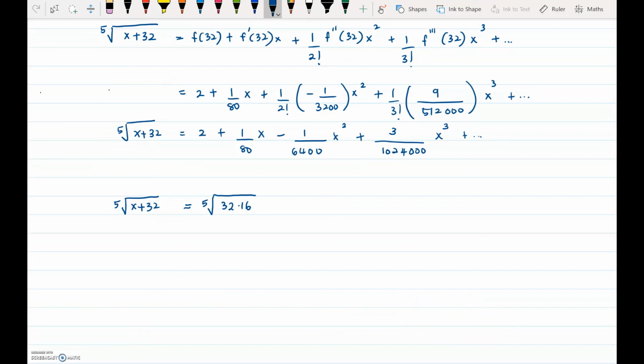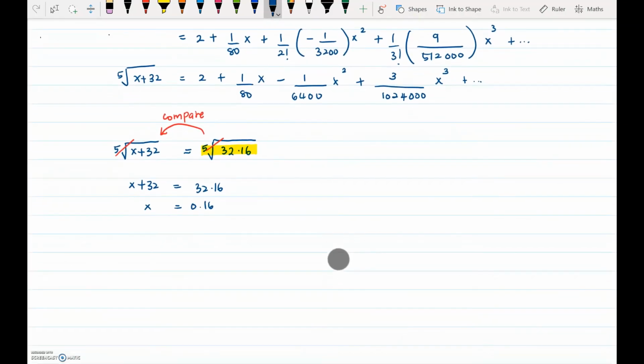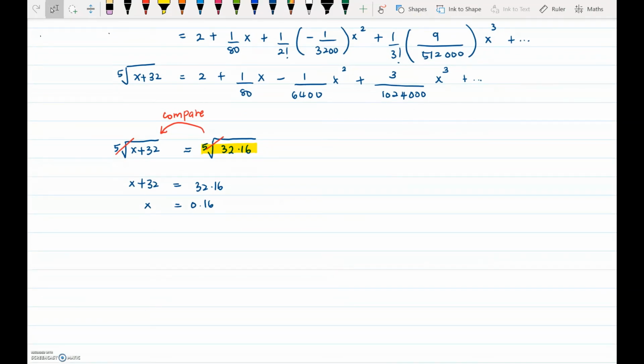Okay, next we want to estimate the value of root 5 of 32.16. Okay, so in this case we will compare with your original function. So your original function here is root 5 of x plus 32. So we need to compare. Okay, so once we compare, we will get x plus 32 equals to 32.16. So your x will be equals to 0.16. Okay, alright, next substitute in the series.